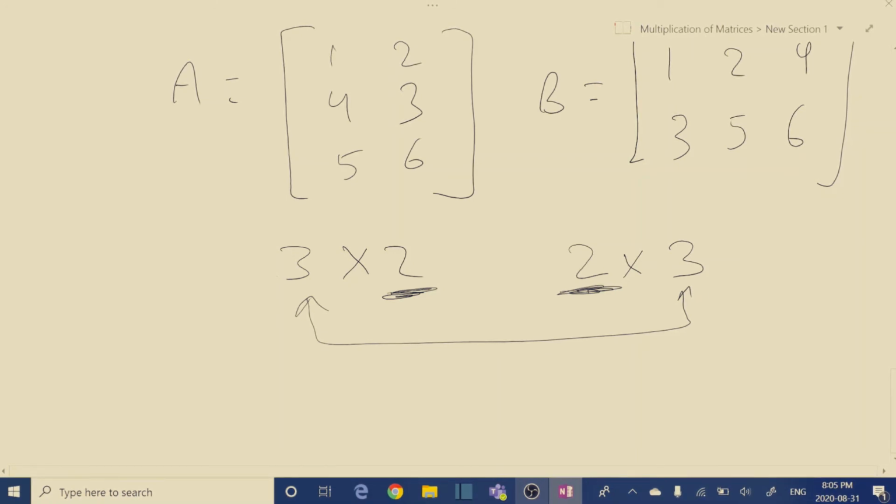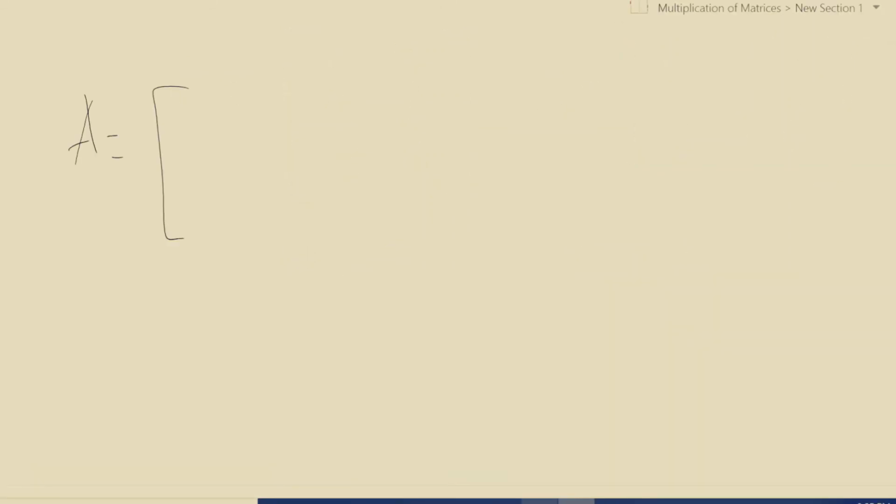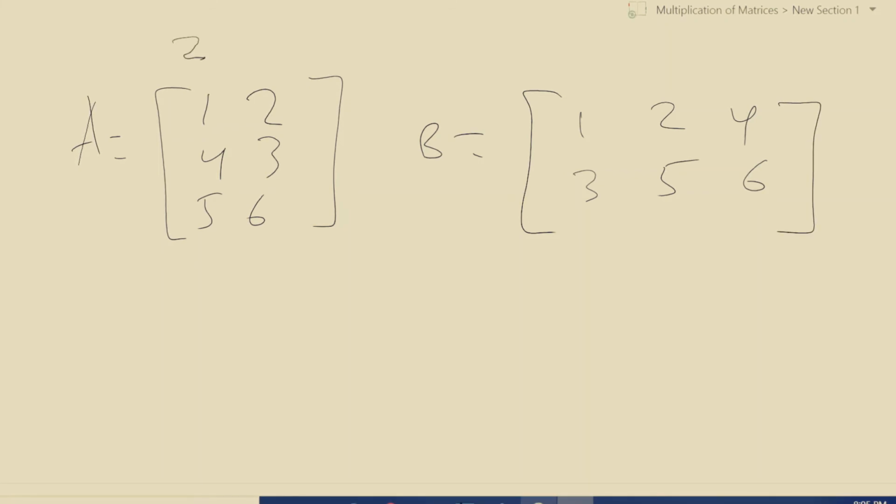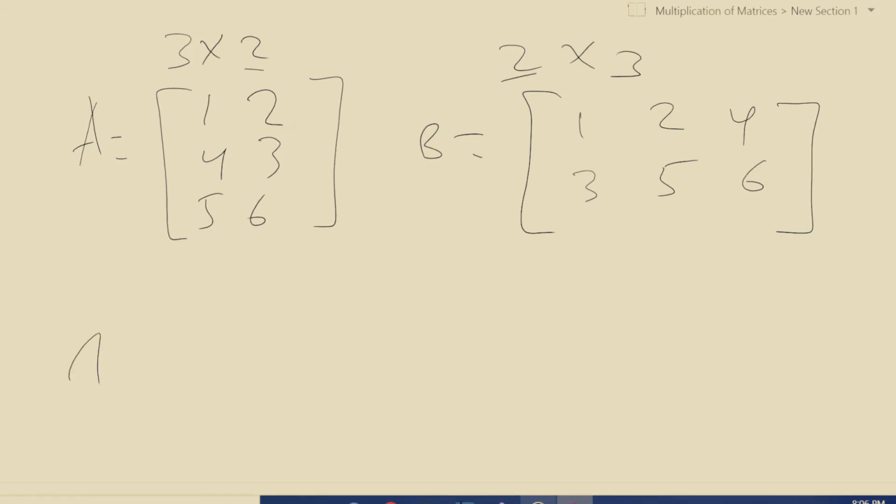Okay, so let us multiply these. 1, 2, 4, 3, 5, 6. That's A. B is 1, 2, 4, 3, 5, 6. So the order is 3 by 2, this is 2 by 3. So they are the same. We can multiply. Okay. So A times B will be equal to, this will be a bit longer, so let me give myself enough space.